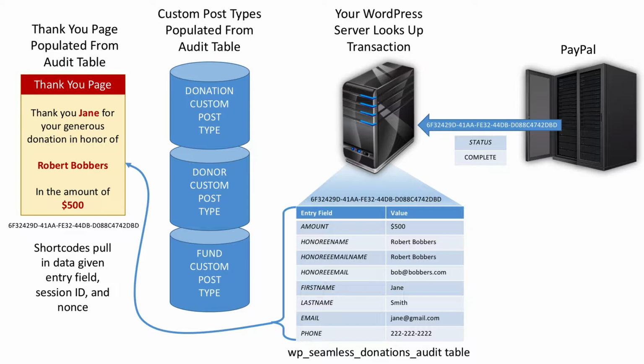Now the thing is that the shortcodes pull in the data given the entry field. So for example, in this case, Robert Bobbers is the honoree name, and the donor is first name. It pulls in the session ID, and it pulls in something called a nonce. A nonce is a number used once, and it is designed to make sure that the form that sent the data is connected to the form that displays the data. In other words, that somebody isn't getting in between those two things and hacking it.